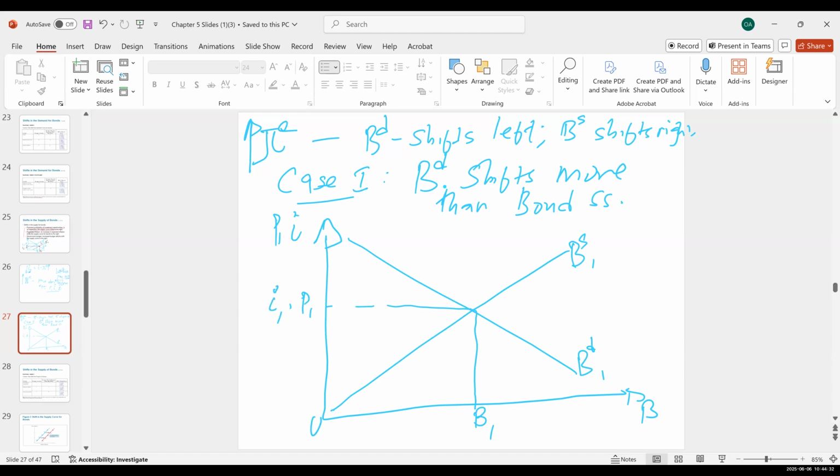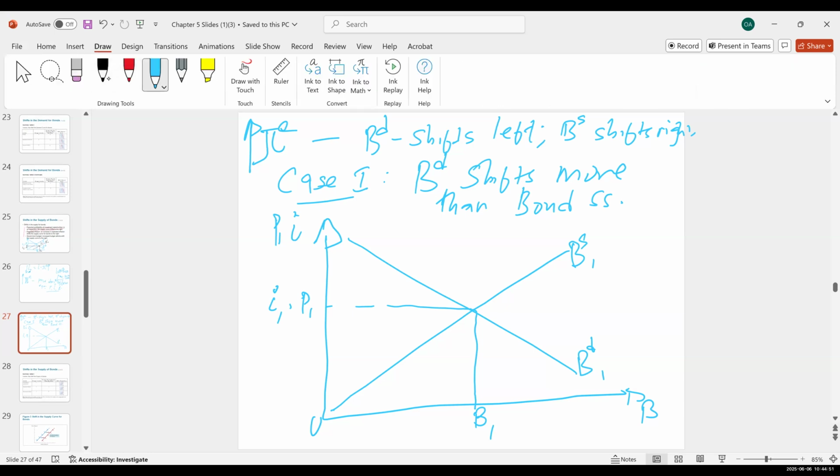And then we're saying that there's an increase in expected inflation. We know the bond demand curve is going to shift to the left, but the bond supply shifts to the right. But we're assuming in this case that the shift of the bond demand curve to the left is going to be more than the shift of the bond supply curve to the right. That means the shift of the bond demand curve to the left is bigger in magnitude than the shift of the bond supply curve to the right.